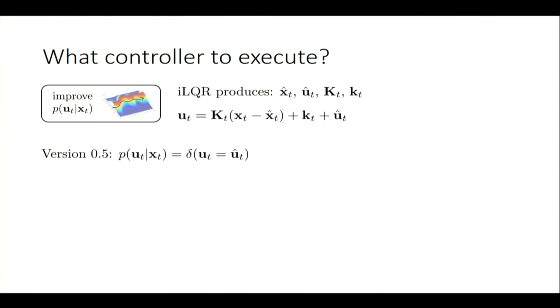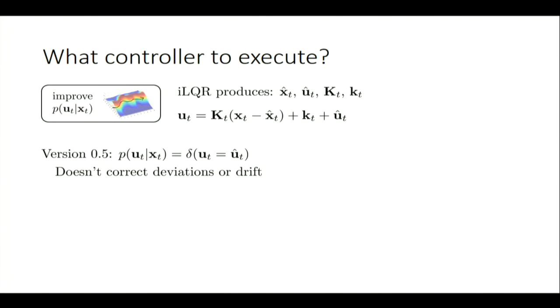Well, version 0.5, what if we just say that our distribution over actions is just a delta function at the planned action? So basically, with probability 1, take the action that you planned, and everything else is probability 0. So that just means execute the actions you've planned in open loop. OK, so that's kind of a reasonable thing. That's a little bit like the model-based RL algorithm version 1.0.